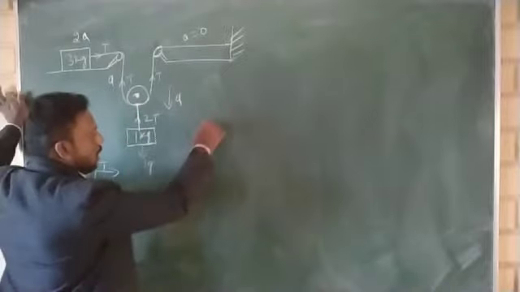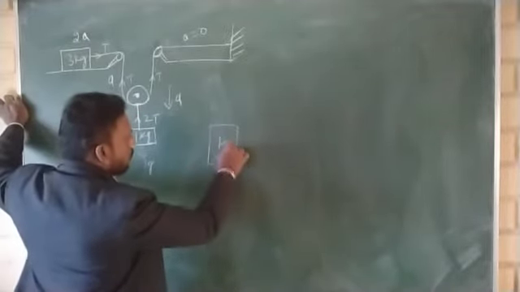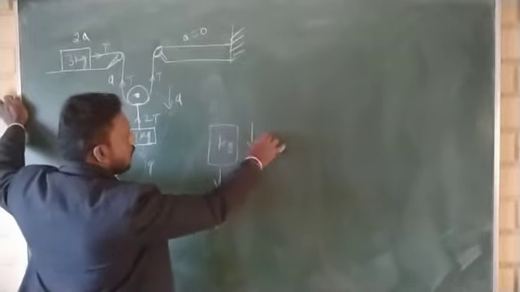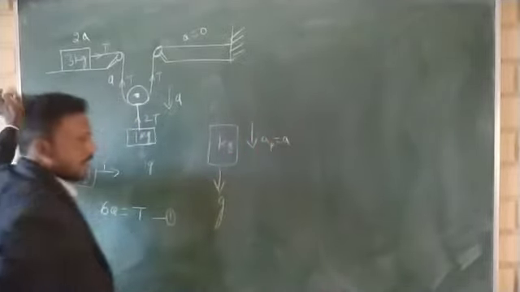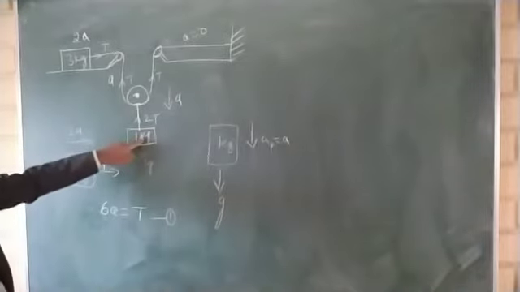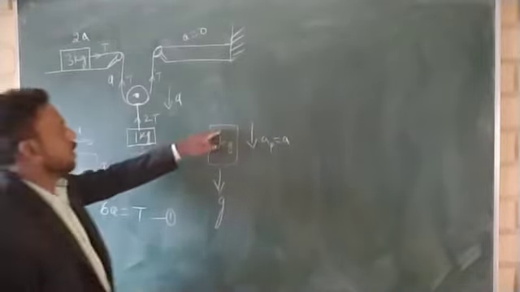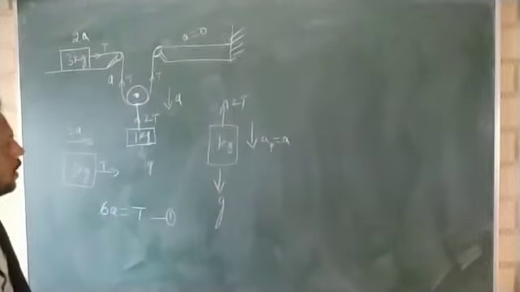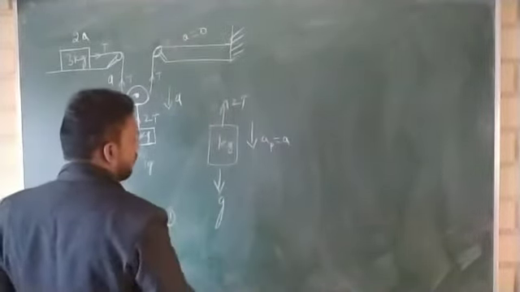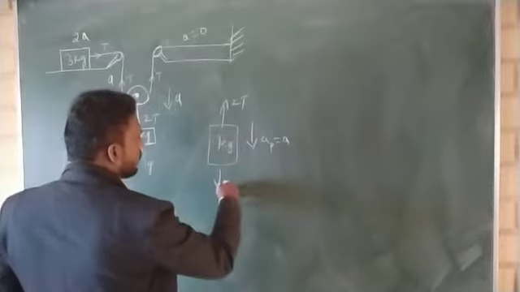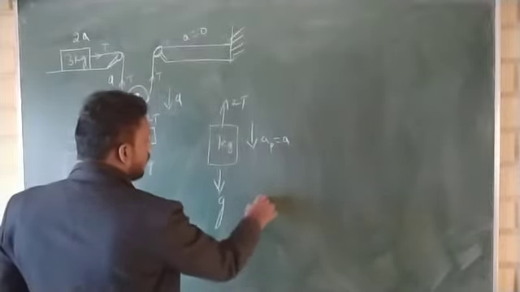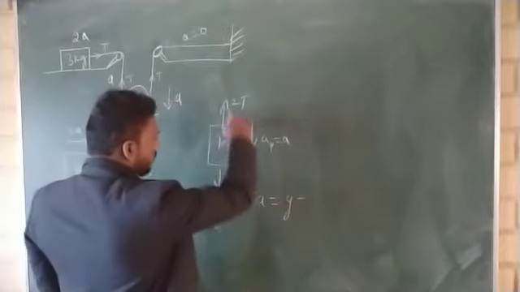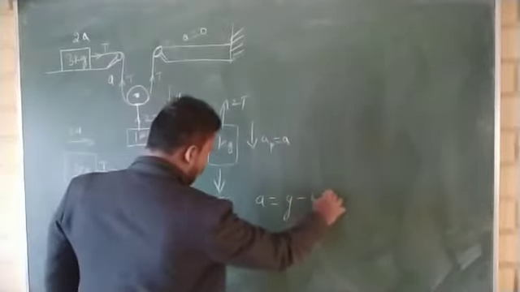Free body diagram for this mass. 1 kg. Downward direction is g. Acceleration of the movable pulley is AP is equal to A. And tension is in upward direction on the pulley. Write the equation. Equation is M into A. M is 1 into A is equal to G minus 2T, upward direction.